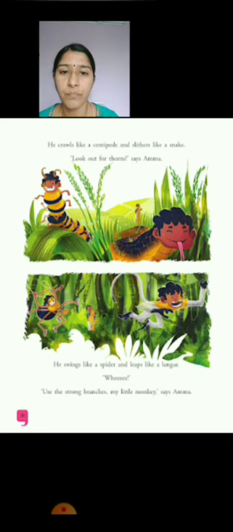So here the centipede is nothing but, you can see the picture, like a small insect there, that is centipede. And slithers like a snake means he is putting out the tongue like that, right there. And also he is like a spider, and langur is nothing but like a monkey. Okay, so that is langur. So how he is jumping like. Okay, so shall we move on to the next page now?